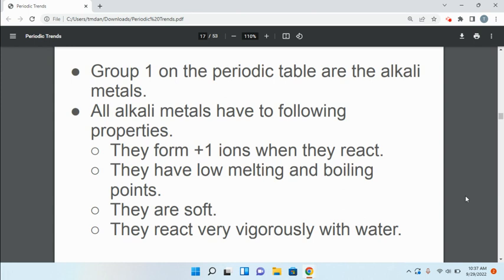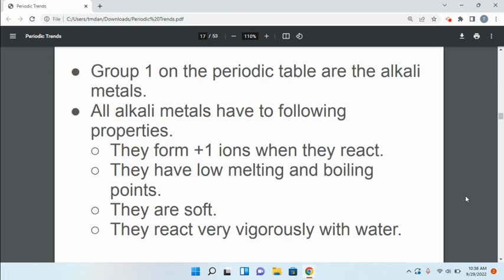Group 1 on the periodic table are called the alkali metals. Alkali metals are lithium, sodium, potassium, rubidium, cesium, and francium. Everything in that first column with the exception of hydrogen, as I mentioned in the last video, as we learned when we talked about types of elements. Hydrogen is over there in group 1, but it's not a metal at all. It is a nonmetal. It's only there because of its one valence electron.